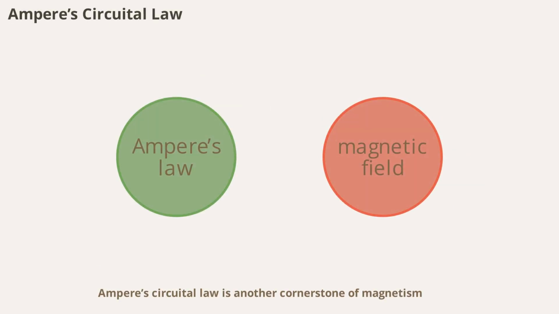Ampere's circuital law is another cornerstone of magnetism. It states that the line integral of the magnetic field around any closed loop is equal to mu0 times the total current enclosed by the loop. Mathematically, the integral of B dot dl equals mu0 I enclosed. This law is especially useful for calculating magnetic fields in situations with high symmetry, such as inside solenoids and toroids. It simplifies complex calculations and provides deep insight into the relationship between current and magnetic field.